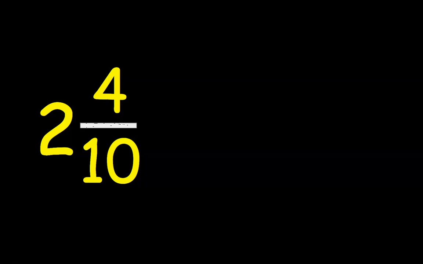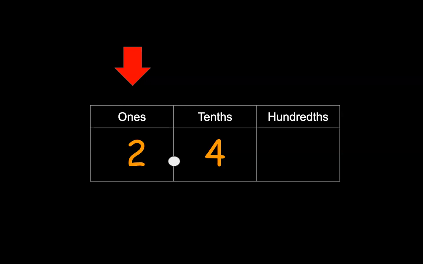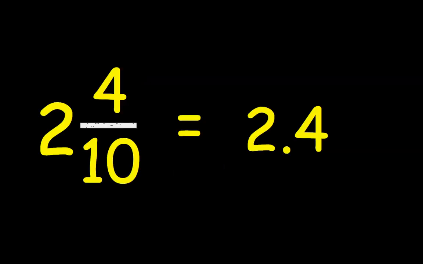2 and 4 tenths. Same story again, right? We are working with tenths, so the pizza's been cut up into 10 equal pieces. Hopefully you guys have spotted by now those are whole pizzas. We know exactly where they go. But let's look at the tenths first. Where do the tenths go? They go there. How many do we have? 4. Put it in there. And then what goes in there? The whole pizzas. So 2 and 4 tenths is 2.4.